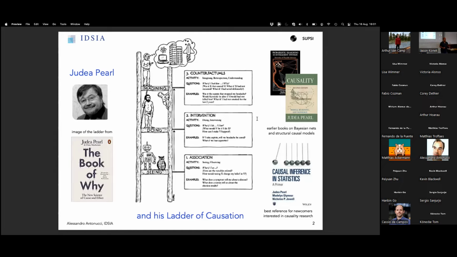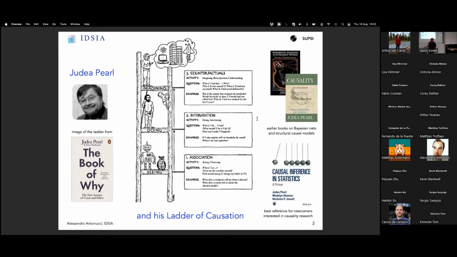Maybe my suggestion, if you are interested in causal analysis, is that if you want to know the general stuff, you can consider The Book of Why. But if you really are interested in doing research in causal analysis à la Pearl, I think this white book, the Primer, is really the best reference you can find.